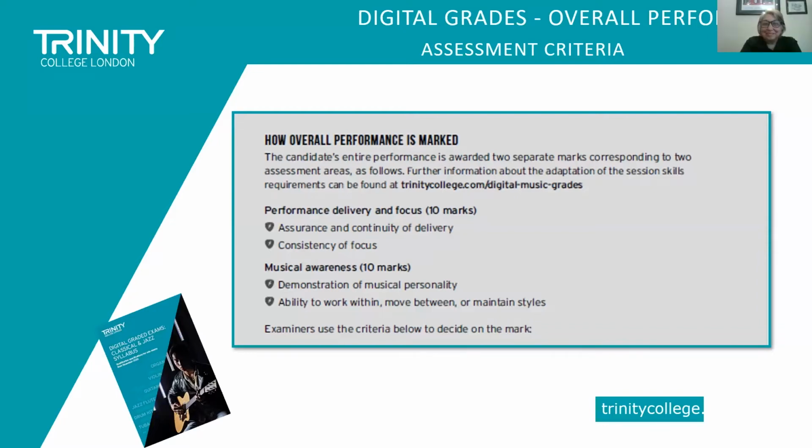Yeah. So now we're going to go to the next part, which is the assessment criteria and how overall performance is marked. We have seen in detail how it can be mapped to just the playing; the supporting tests or the session skills can be judged by just assessing the playing of the pieces, the performance. So the entire performance is awarded two separate marks. When we say entire performance, we mean the technical work and the pieces in the classical and jazz suite, and just the pieces and songs in the rock and pop suite. So two separate marks have been devised according to two assessment areas.